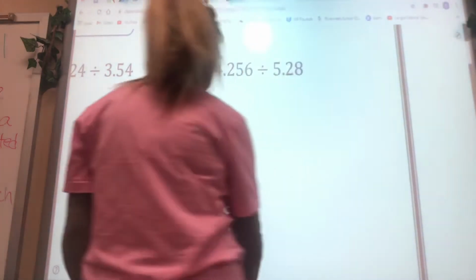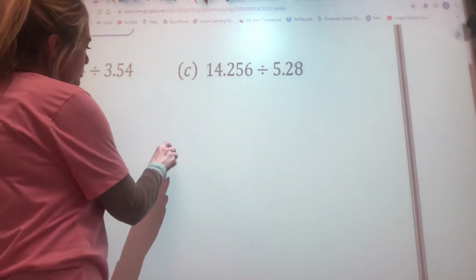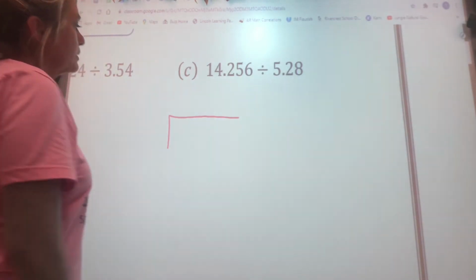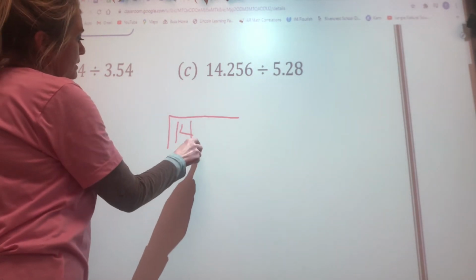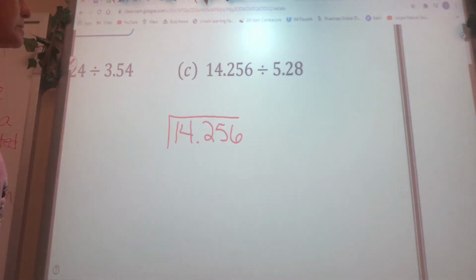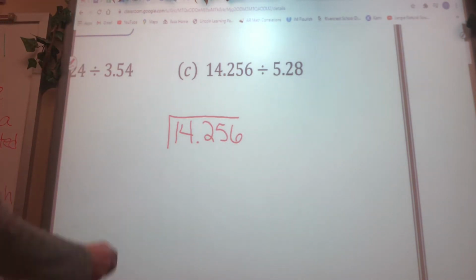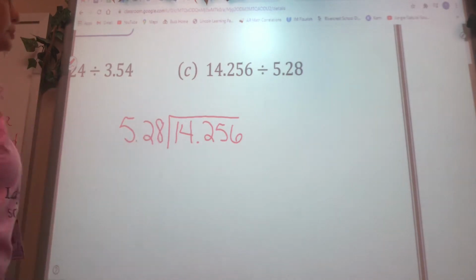All right, on to the next one. It's written horizontally, so we know we want to make it into a standard division problem. 14 and 256 thousandths divided by 5 and 28 hundredths.